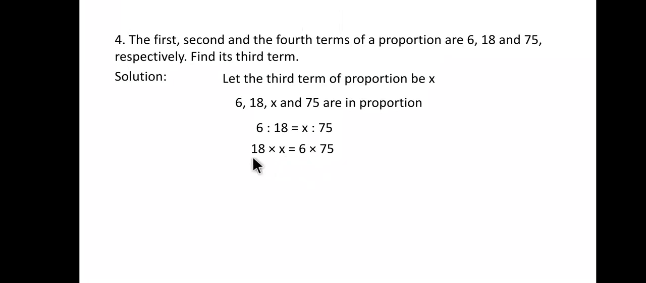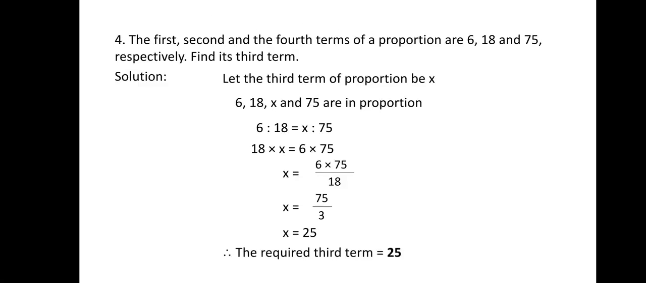In the next step, this 18 goes down to the right hand side as a denominator. So x equals 6 into 75 divided by 18. Now the 6 will cancel 18 three times. So you'll get 75 by 3. Now 75 divided by 3 is 25. So x is equal to 25. Therefore, we can say the required third term is equal to 25.